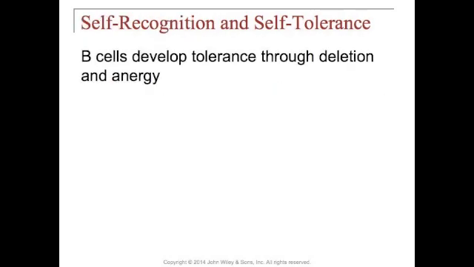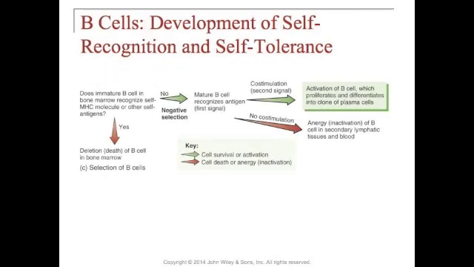B cells also develop tolerance through deletion and anergy. And this slide is also figure 22.22, but this is the bottom third of this figure. And this shows the development of self-recognition and self-tolerance concerning the B cell. So it should be pointed out that B cells also develop tolerance through deletion and anergy. While B cells are developing in the bone marrow, those cells exhibiting antigen receptors that recognize common self-antigens are deleted.